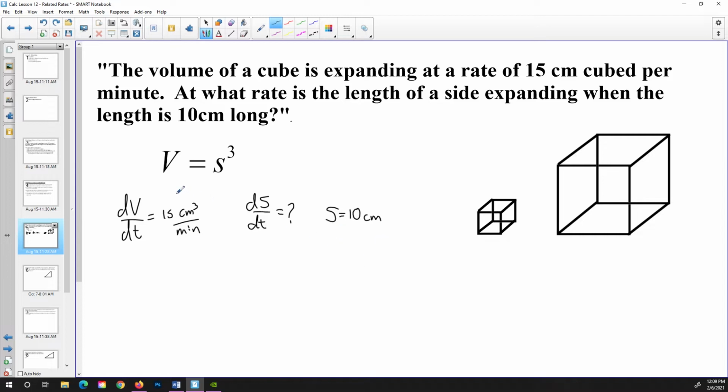One thing that I see is that I have no value for V, but I could possibly calculate that. In this particular instance, that volume is not necessary, and we'll see why right here.